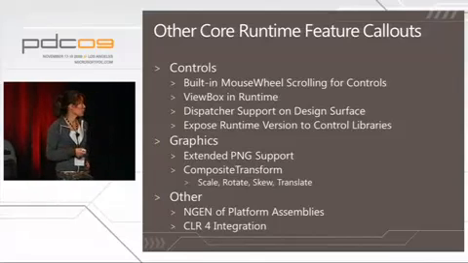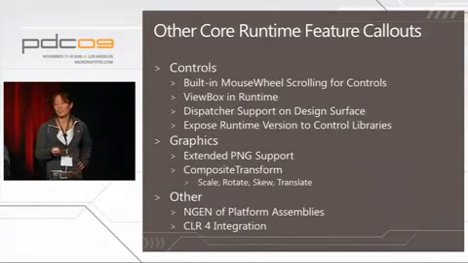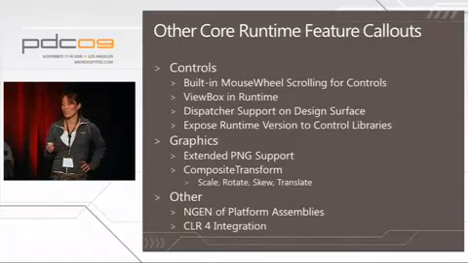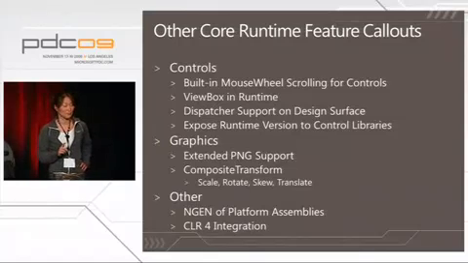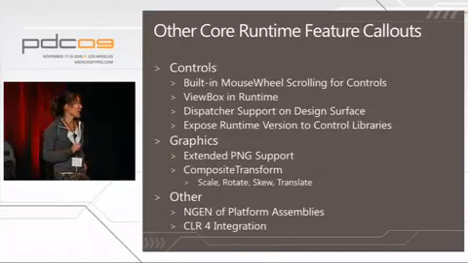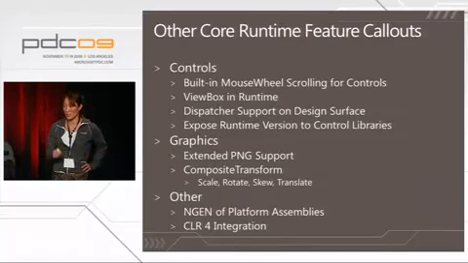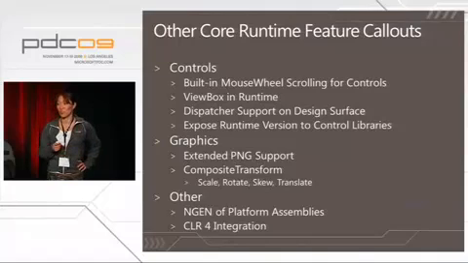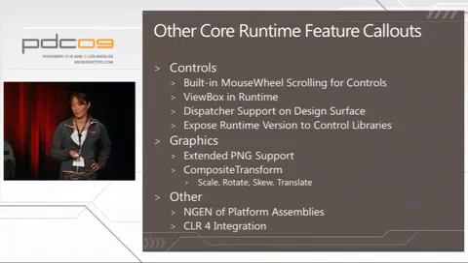Inside of graphics, we have a few more features. We now support all the different PNG formats, so you shouldn't have any problems with your PNG files. And we've also added composite transform. What this does is it adds all the different types of transforms that you used to have to use four classes for into one. As another call out, as Scott mentioned in the keynote, we did add NGen of all the platform assemblies, so startup time for most of your applications should be looking a lot better. And we've added CLR4 integration for things like the dynamic keyword.